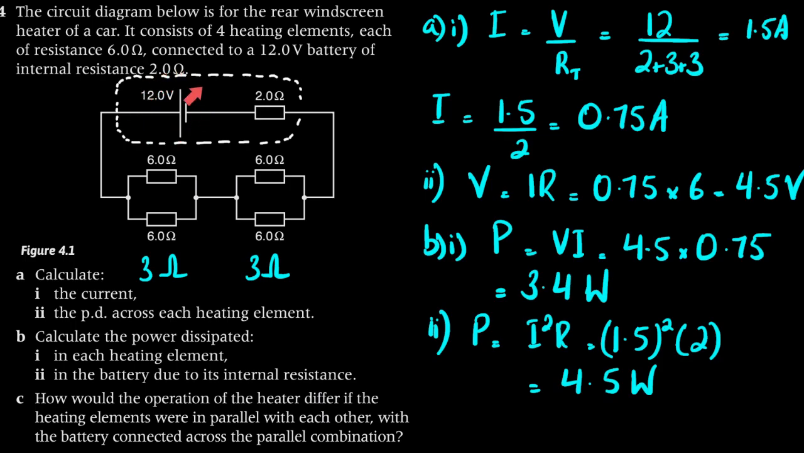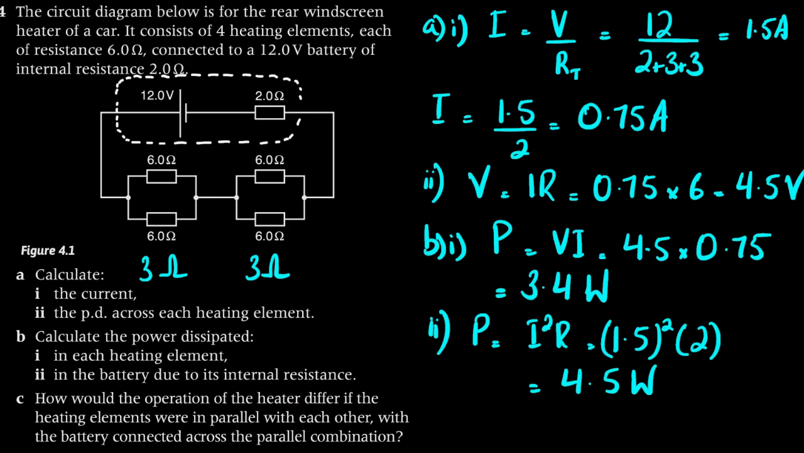So that would be this voltage multiplied by this current flowing through the cell. On to the last part, which asks, how would the operation of the heater differ if the heating elements were in parallel with each other with the battery connected across the parallel combination? So if we had this source, and this is again part of the cell, then in parallel with this you have the 6 and the 6 and the 6 and then the fourth 6. So how would the operation differ?